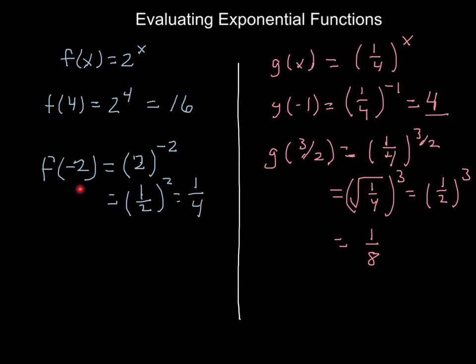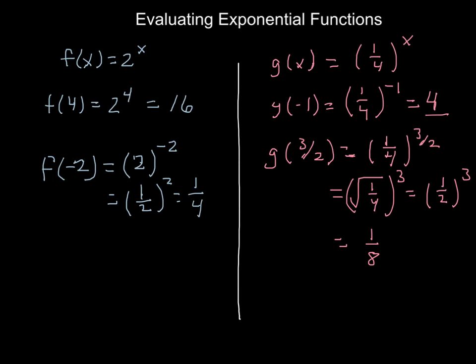If I want to find f of negative 2, well then that's going to be 2 to the negative 2 power. Now what we have to remember is when we have a negative power, it means that we can change that to be the reciprocal. So 2 to the negative 2 is going to be the same thing as 1/2 to the second. All we do is we change that base to its reciprocal when we deal with a negative. And so 1/2 to the second comes out to be 1/4.